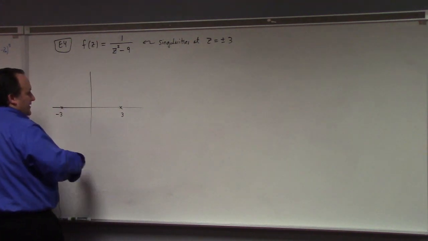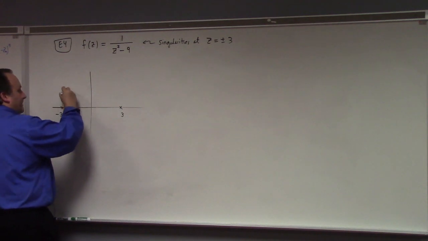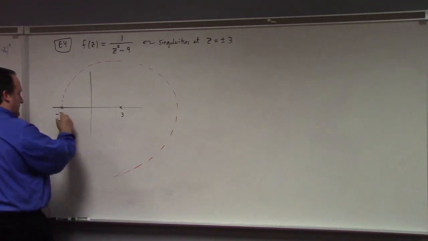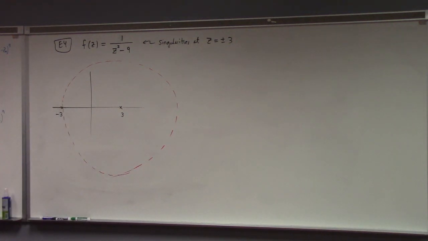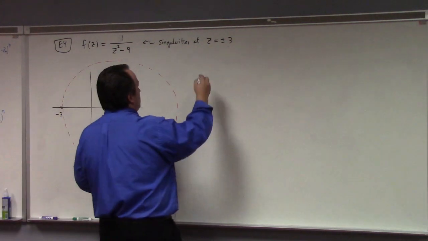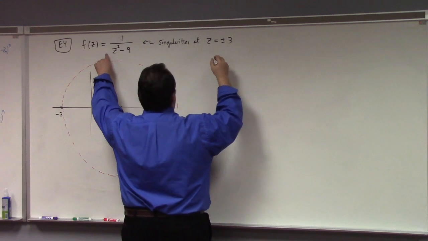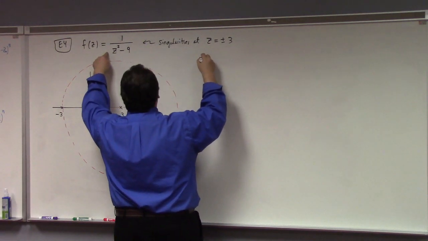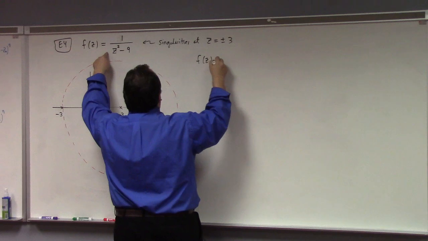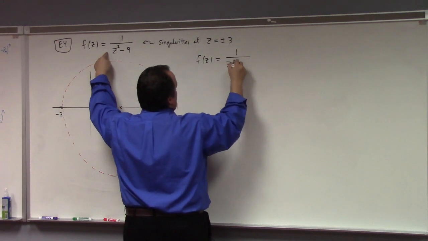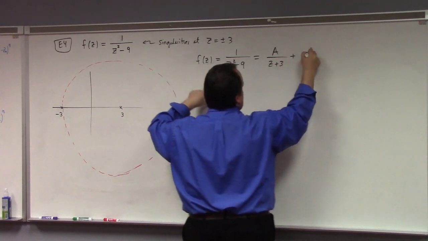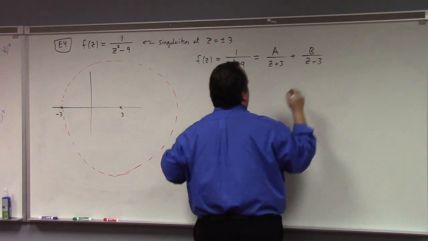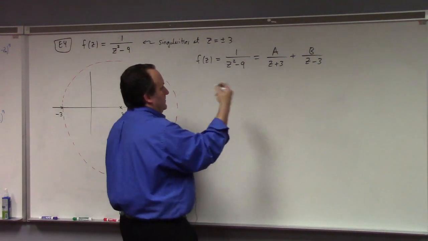So if we look at 3, we expect that we're going to have something like this as our scope if we center at 3 for the Laurent series. So let's see how that goes. The goal, well, first of all, I probably should use partial fractions on this. You guys tell me how to do partial fractions here? I can write that as a over z plus 3 plus b over z minus 3, and I get what?